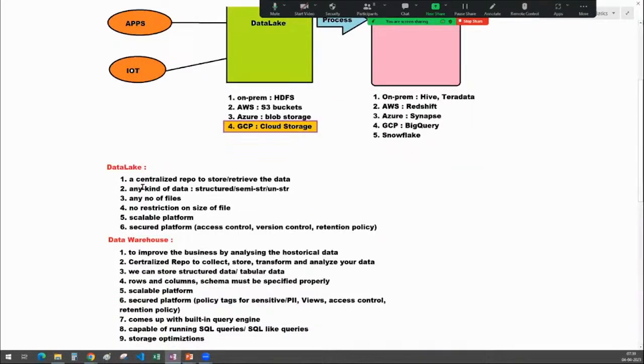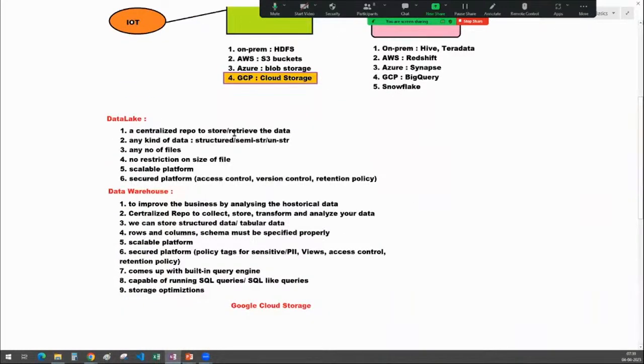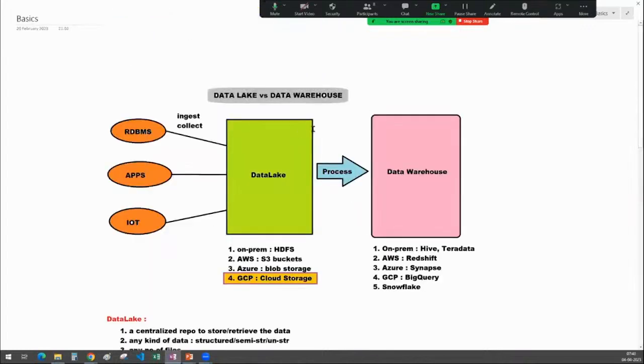A data lake is a centralized repository to store or retrieve the data. And what kind of data can we store, guys? Any kind of data we can store here. Okay, and do we have any restriction on the number of files that we can store here? No, there is no restriction on the number of files that we can store in the data lake. Okay, and it is a scalable and secured platform, right? So this is the definition of a data lake.